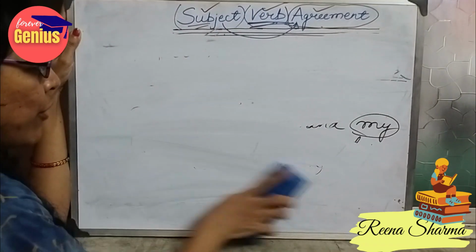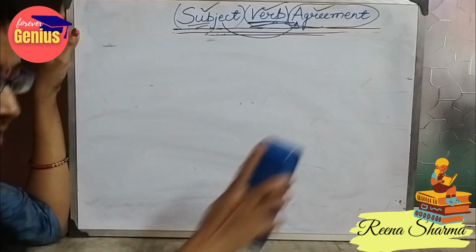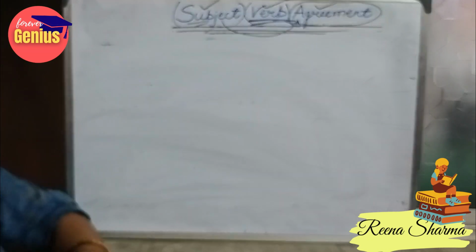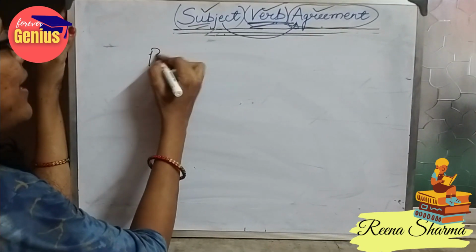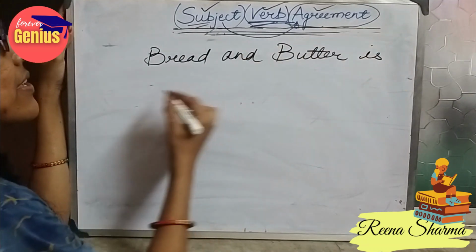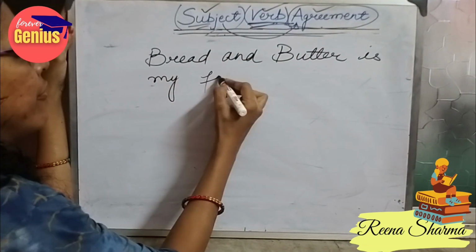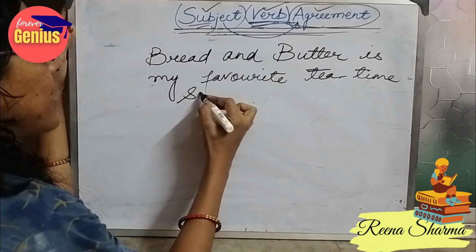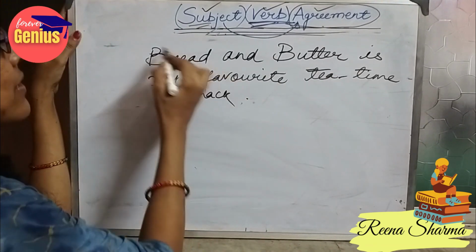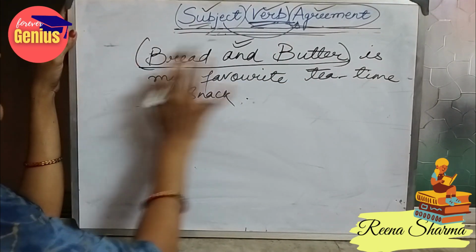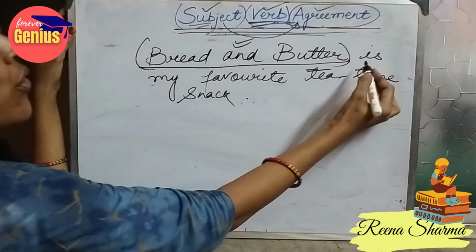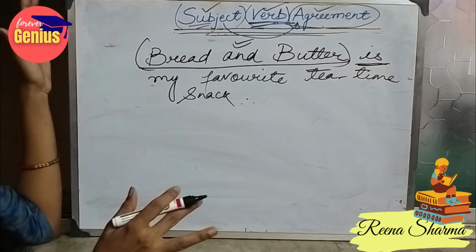Some other words, like words which are used together as a pair, we cannot separate them. They will be considered as one, like bread and butter is my favorite tea time snack. Tea time snack. It means bread and butter. Though the word and is used, it is considered as a singular word. So I will be using the term is here.